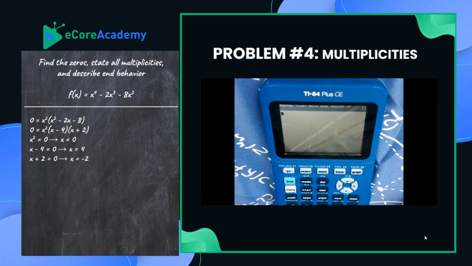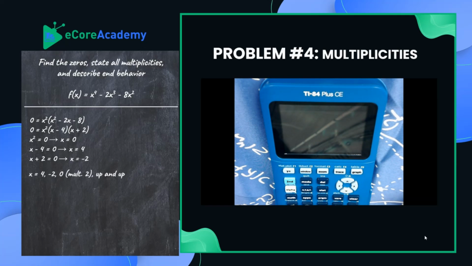Well, if you look at the x squared equals 0, we can just square root both of the sides, and we get x is equal to 0. So that's one of our zeros. Then we get x minus 4, and we set that equal to 0. Add 4 to both sides, x equals 4 is another 0. Then we set x plus 2 equal to 0, and we get x equals -2 as another 0.